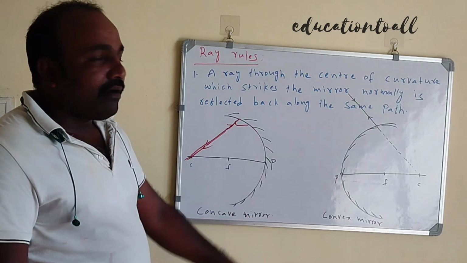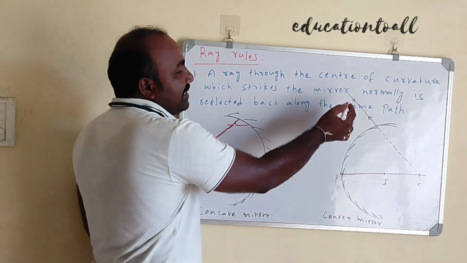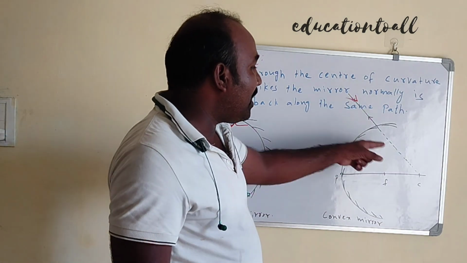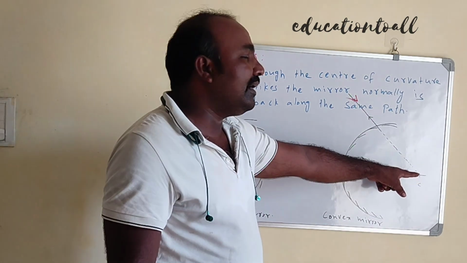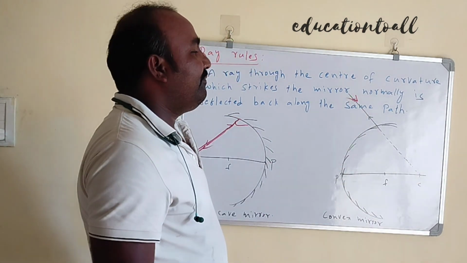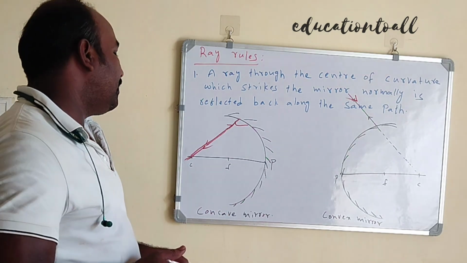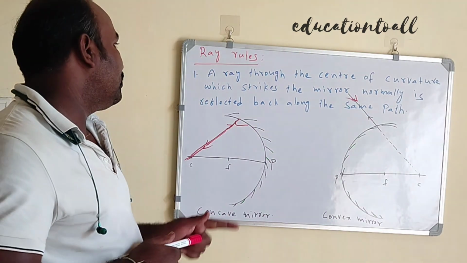At the same time, in a convex mirror also, when an incident ray is directed so that it appears to pass through the center of curvature, the reflected ray is reflected back into the same path. So it is applicable for both convex and concave mirrors. So this is the first rule.